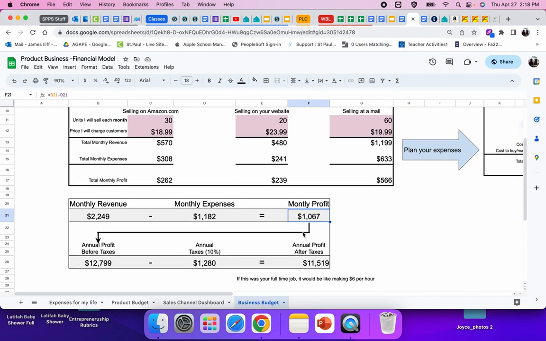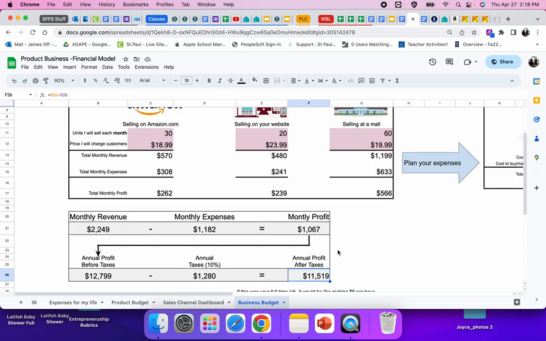Now, that's every month. If we want to look at what your yearly profit will be, or your annual profit, we just take this number and times it by 12. So now we're at $12,799 in annual profit. You know, the government's going to take out 10% tax from your business. So we're going to take minus $1,200 because that's 10% of this. So we're going to minus that. And what you're left with is $11,500 of profit every single year, if you sell this amount every month.